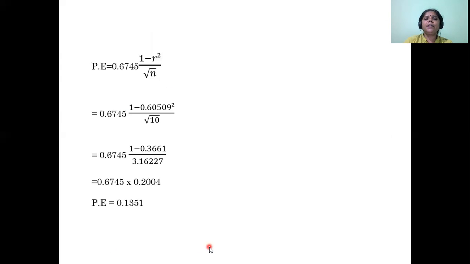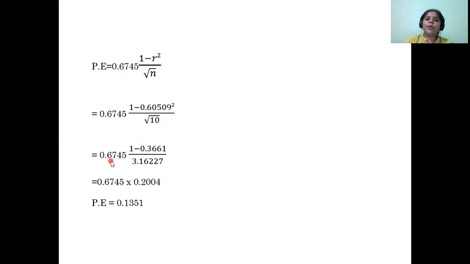Okay, the next step is we have to calculate the probable error. So probable error is equal to 0.6745 into 1 minus r square divided by root n. This is the formula for finding the probable error. So 0.6745 into 1 minus 0.60509 square, divided by root n.